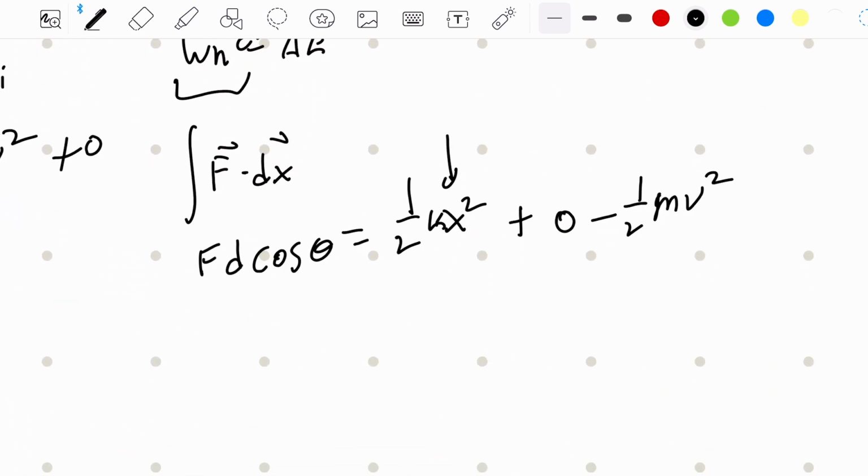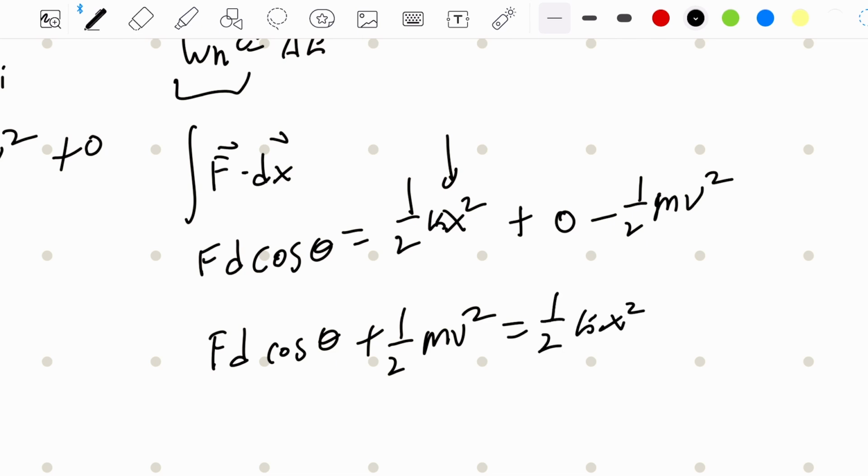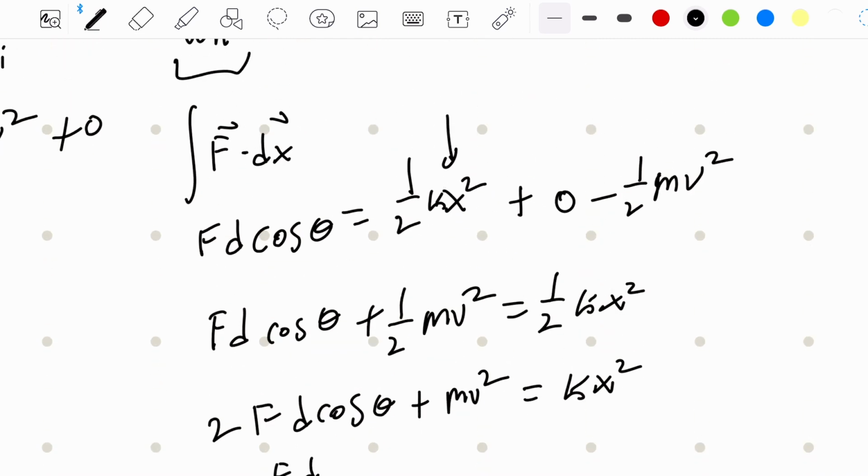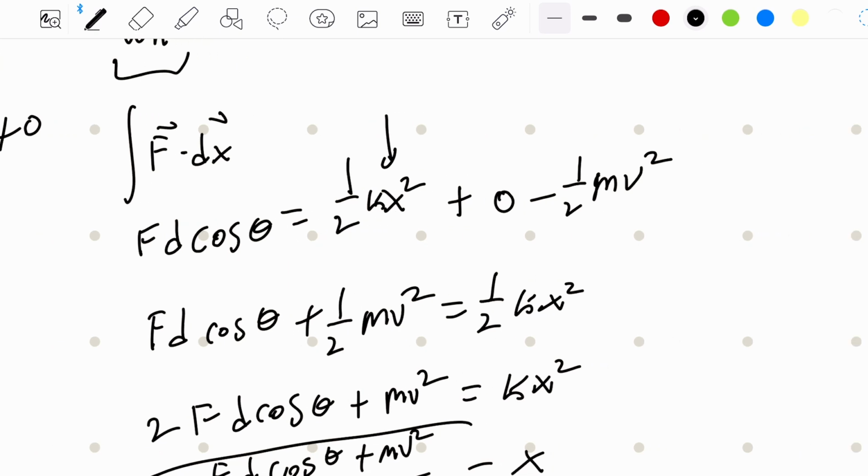So we'll say fd cosine theta plus 1/2 mv squared is equal to 1/2 kx squared. We cannot cancel anything, but I can multiply this by 2. 2fd cosine theta plus mv squared is equal to kx squared. We'll divide by k, so we have 2fd cosine theta plus mv squared divided by k, and the square root of that is equal to x. So now we have this x.